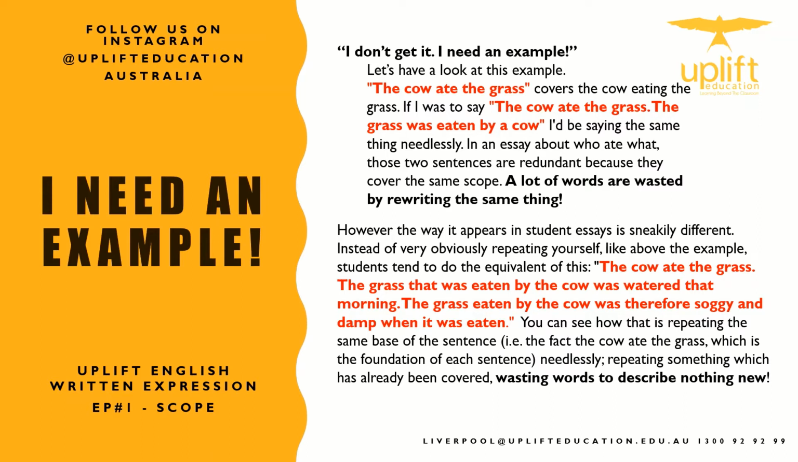And you can see that the end of each sentence is being used as the beginning of the next one, essentially. We're repeating the same base of the sentence, the fact that the cow ate the grass, which is the foundation of each sentence, needlessly repeating something which has already been covered, and we're wasting words to describe something that is absolutely not new.